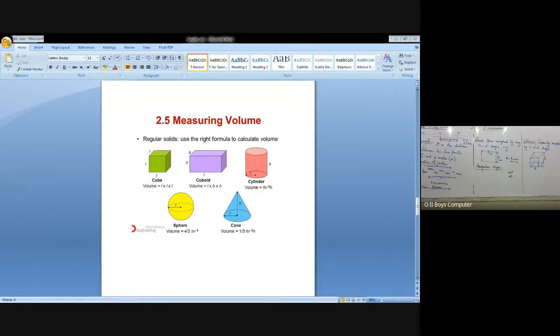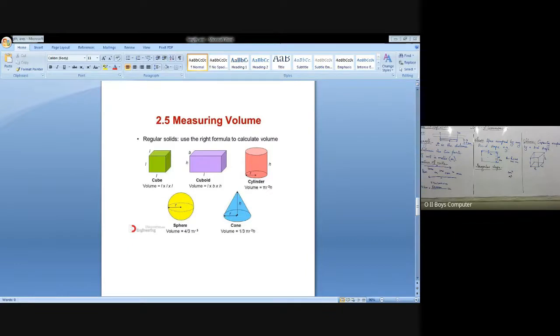As in the figure, which is just uploaded to you, here 5 3D objects have been shown to you. The first one is a cube, second one is a cuboid, third one is a cylinder, fourth one is a sphere, and the fifth one is a cone. All these objects are regular shaped. And their volume can be found out by using the formulas which have been written just underneath them.